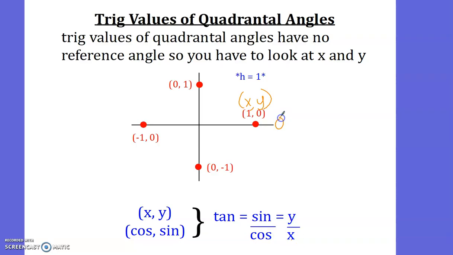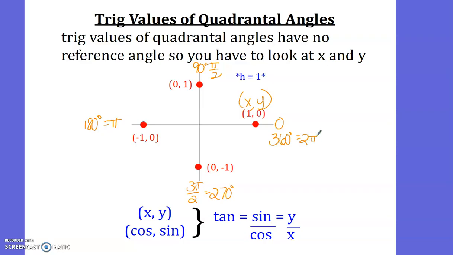Remember, this is our starting point 0, and then up here is 90 degrees or pi over 2. This is 180 degrees, which is pi in radians, 3 pi over 2 in radians, or 270 degrees. And then all the way back around is 360 degrees, or 2 pi.